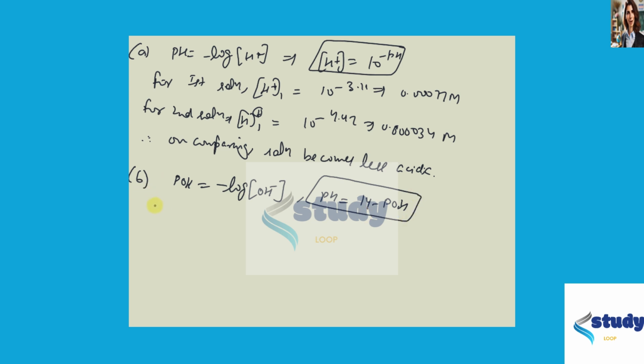So for the first solution, pOH can be calculated as 14 minus pH, which is given to us as 12.16. Then pOH comes out to be 1.39, and for the concentration of OH negative ions, we can write 10 raised to power minus 1.39, and it comes out to be 0.041 molar.